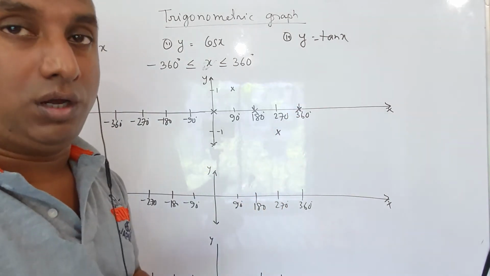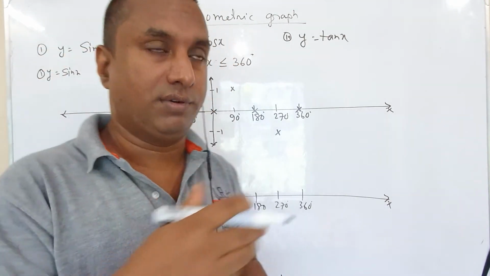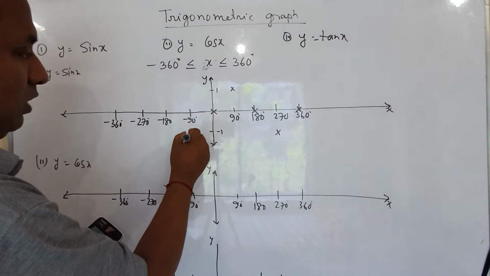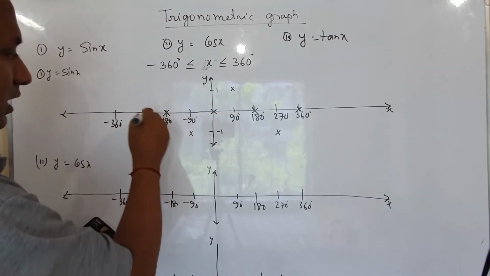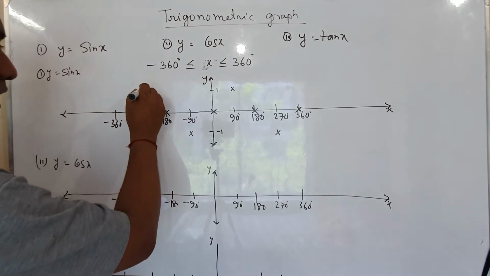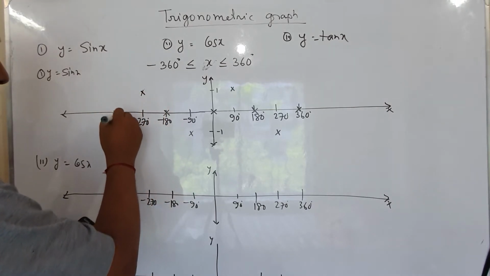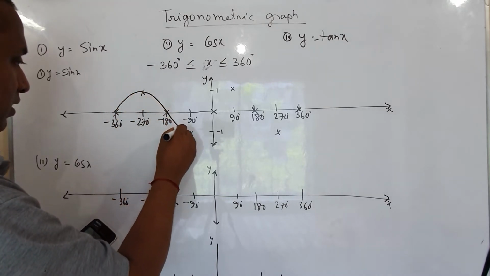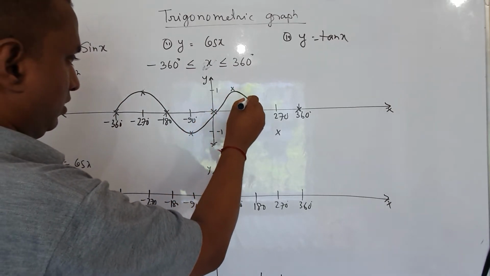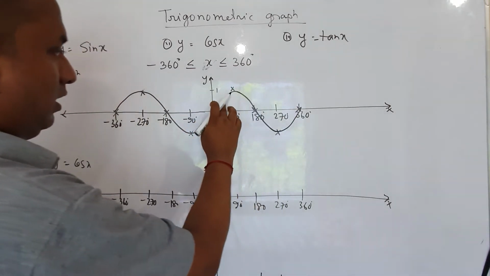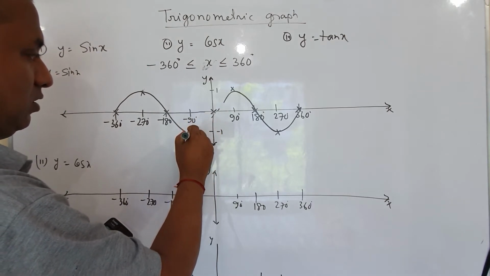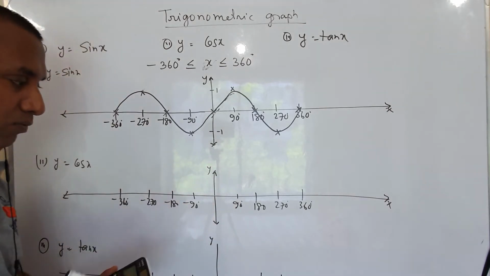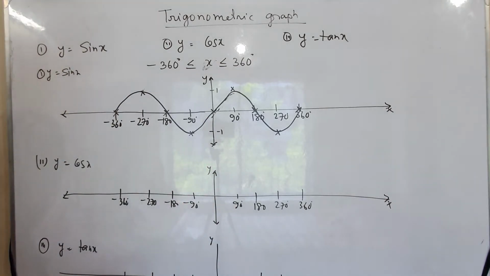So if you go in the negative direction, sine of minus 90 is minus 1, minus 180 is 0, minus 270 is 1, and for minus 360 you have 0. So now let us draw this graph by joining these points. This is called a sinusoidal graph. Okay, now in the same way you can draw the cos curve.